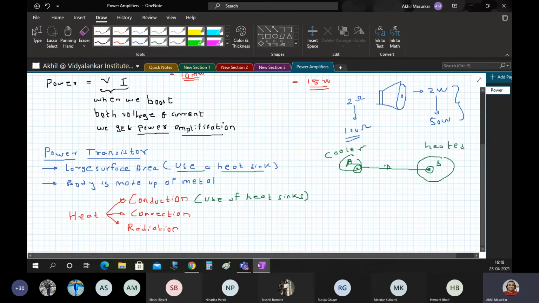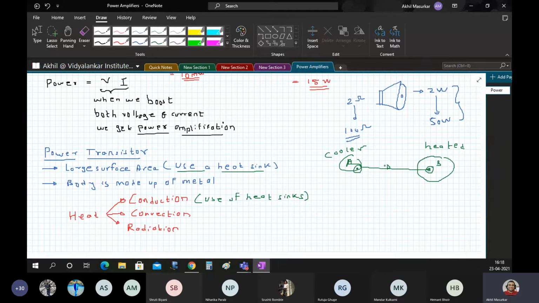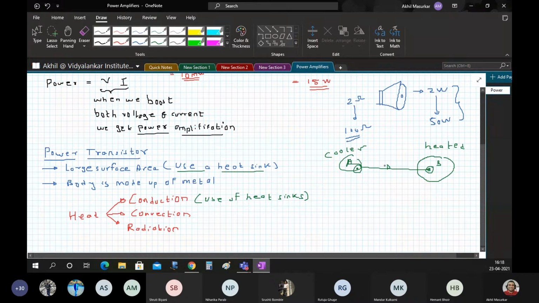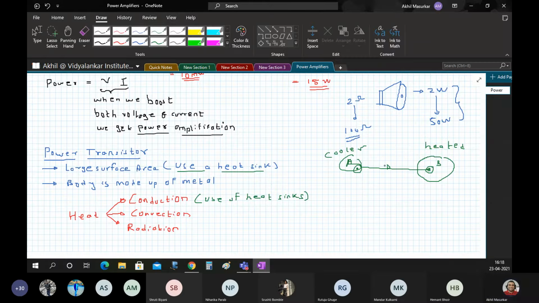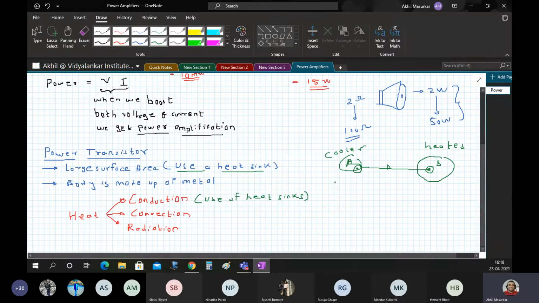But now point B is also getting heated, because like energy, even heat cannot create it or destroy it. It's a form of energy. So how will you now take care of point B? You will allow it to burn away? What will you do? So there we will use the second method of dissipating the heat, that is called as convection.